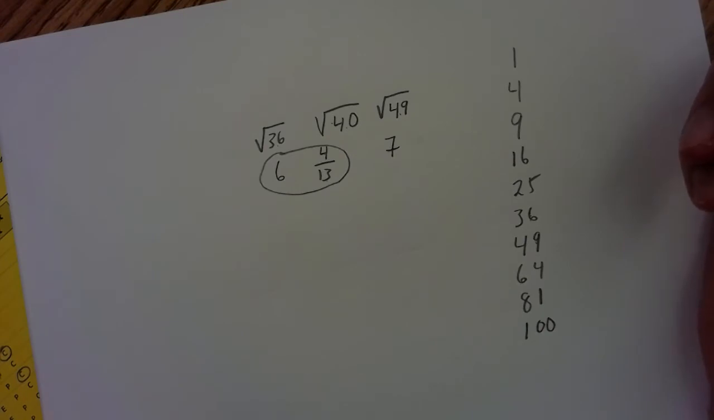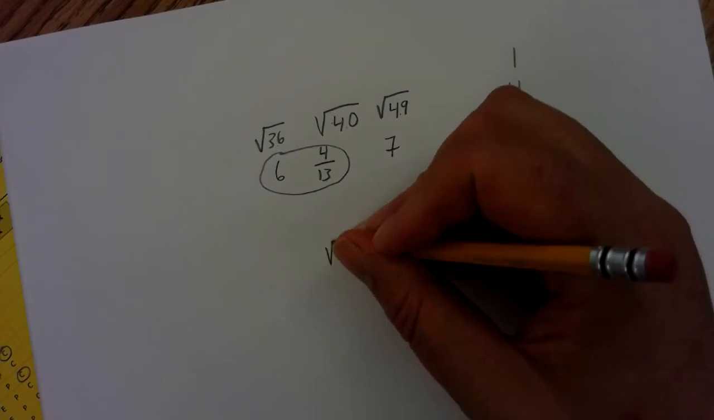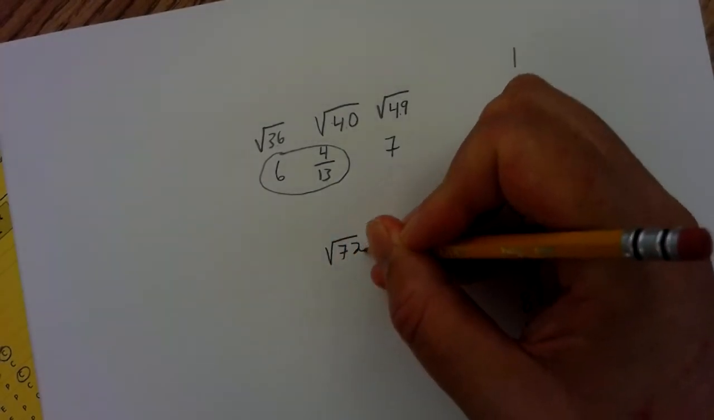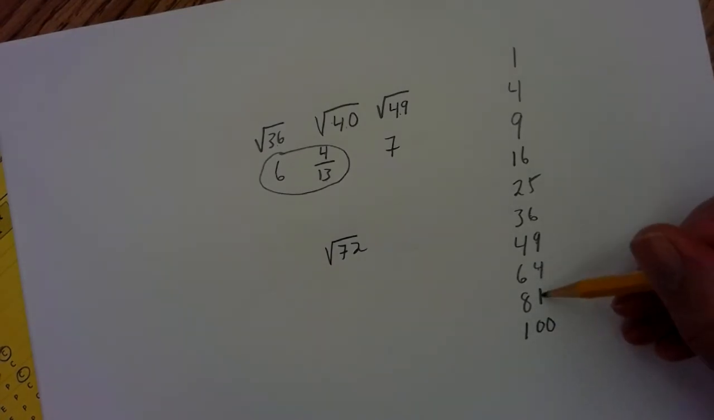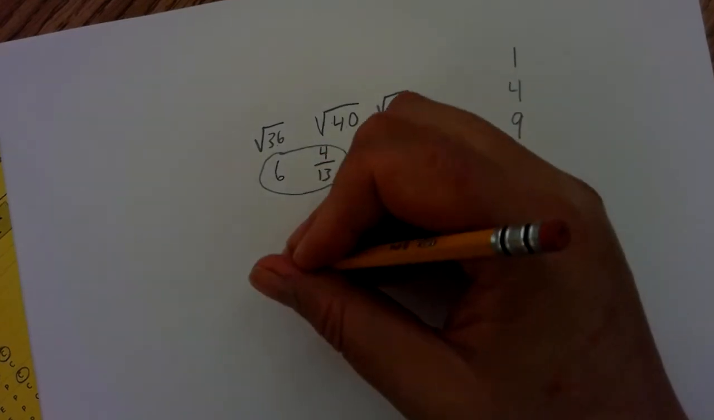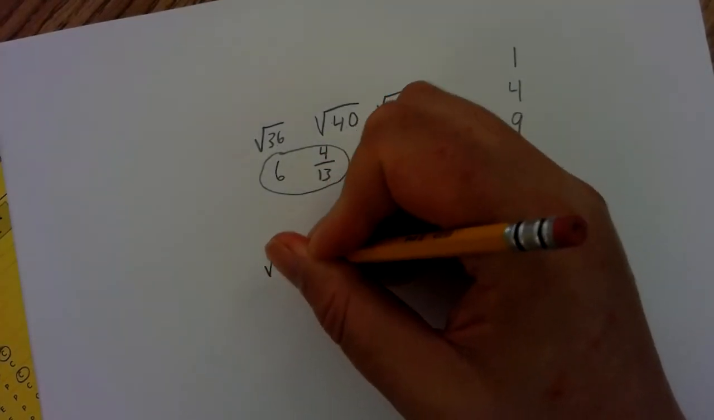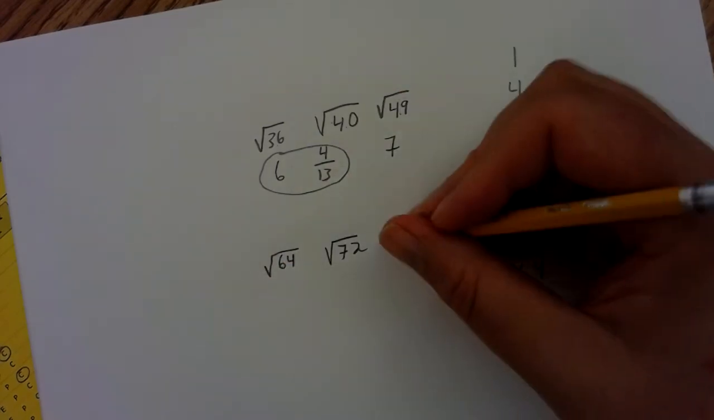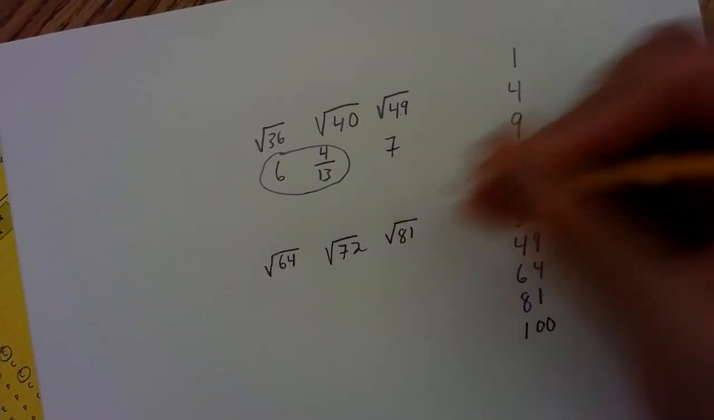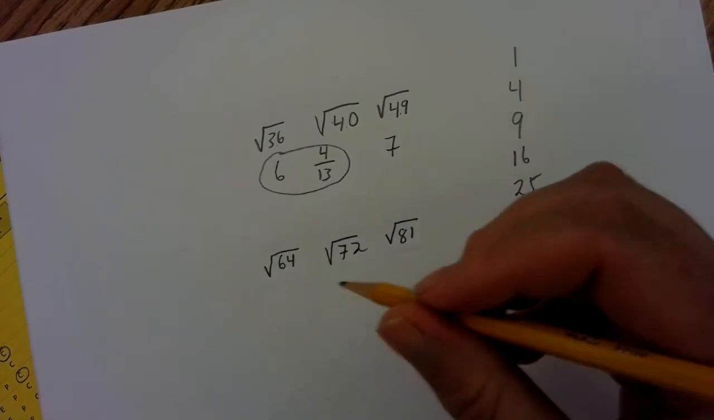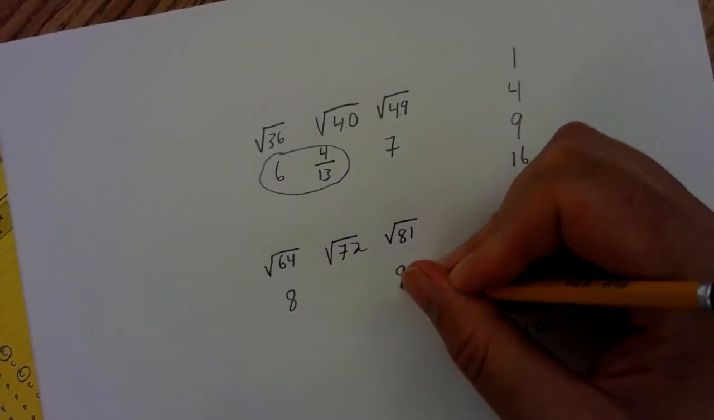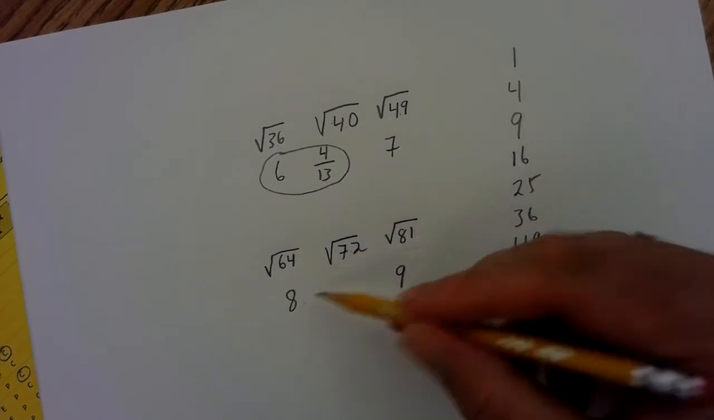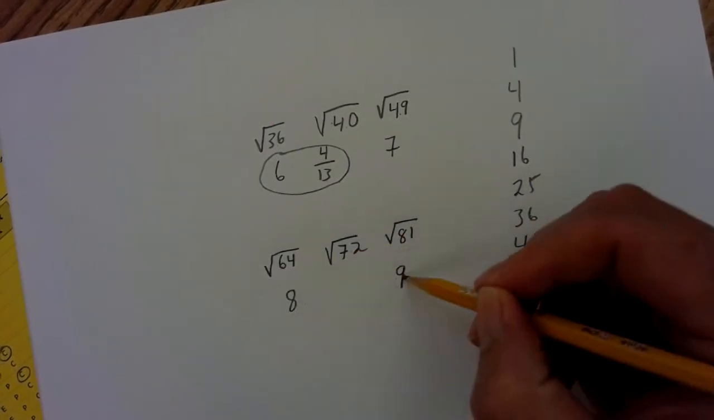Let's take a look at another example. Let's take a look at the square root of 72. Well, 72 can be found somewhere between 64 and 81. So the square root of 72 is somewhere between the square root of 64 and the square root of 81. Well, we know that the square root of 64 is 8, and the square root of 81 is 9. So the square root of 72 lies somewhere in between 8 and 9.